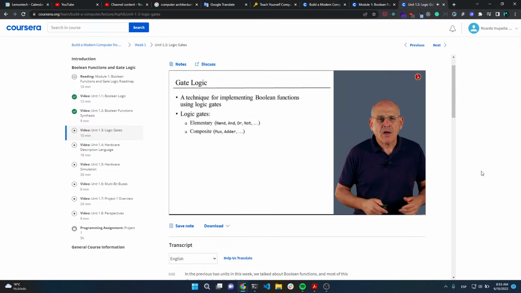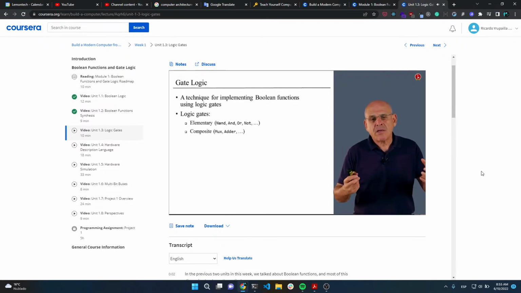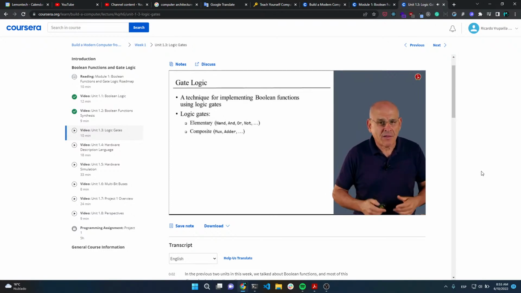Now, what is a logic gate? Well, a logic gate is a standalone chip, or a very simple chip, or an elementary chip, which is designed to deliver a well-defined functionality.